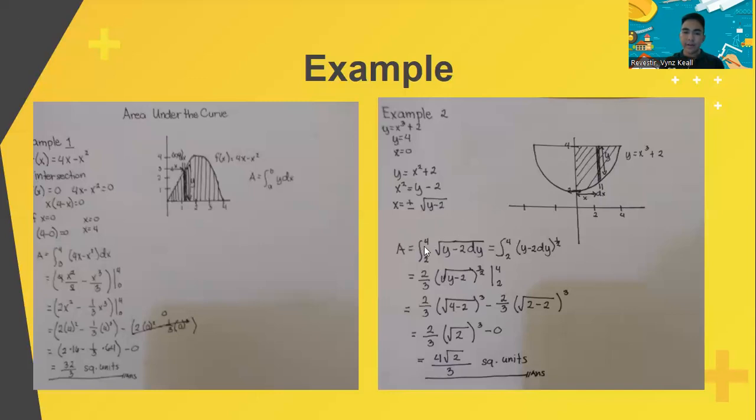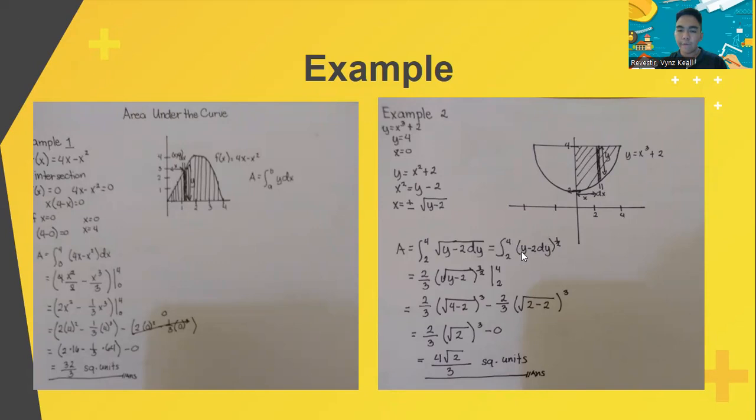So we're going to find the area. A equals the integral of the square root of y minus 2 dy with the limits of 2 to 4. We're going to change the square root sign to a power of 1/2. So it equals the integral of (y minus 2) raised to 1/2 dy with the limits of 2 to 4.